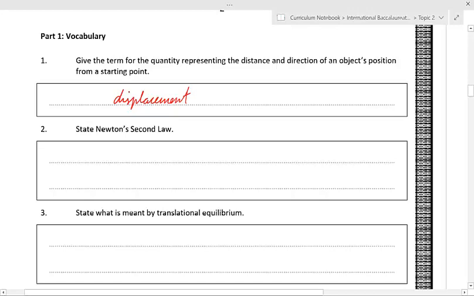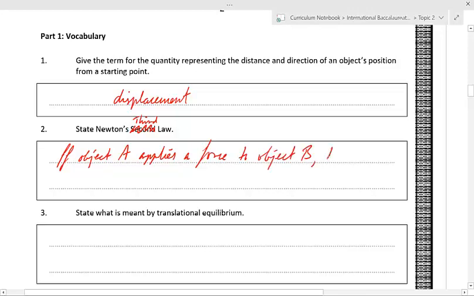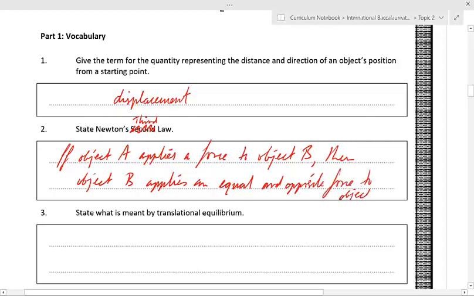Newton's second law is not what this question asks. Sorry, I've made some changes to this test. This was third law. And Newton's third law says that if object A applies force to object B, then object B applies an equal and opposite force to object A.